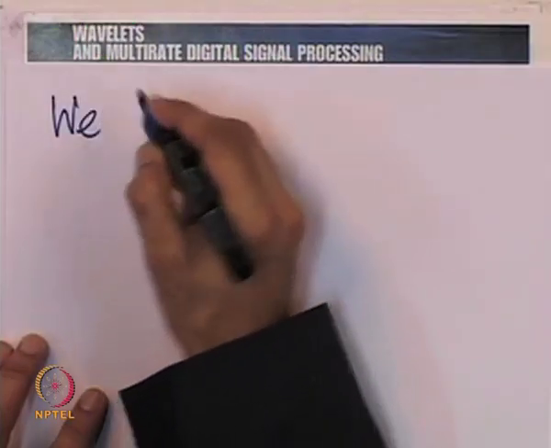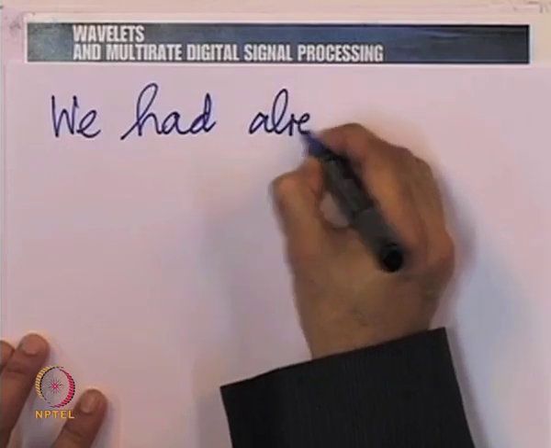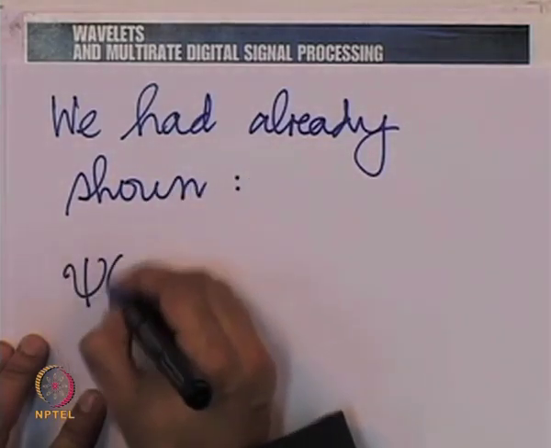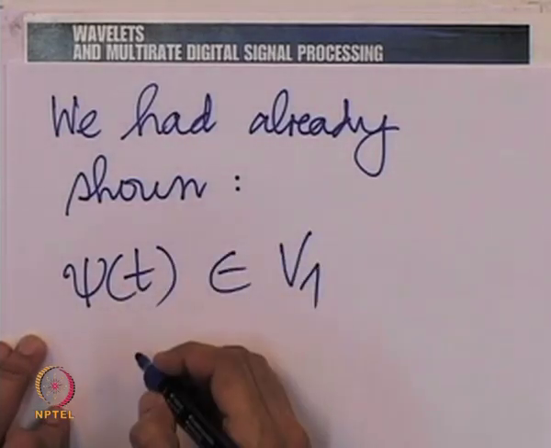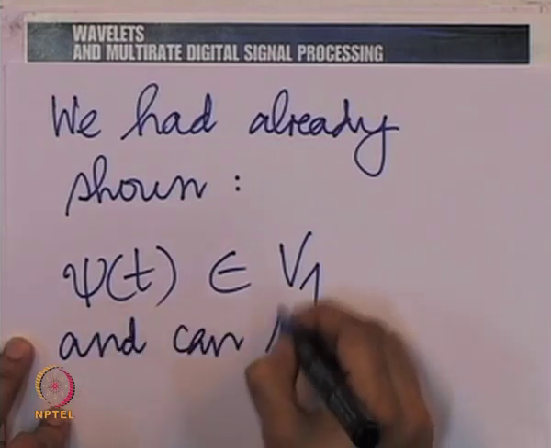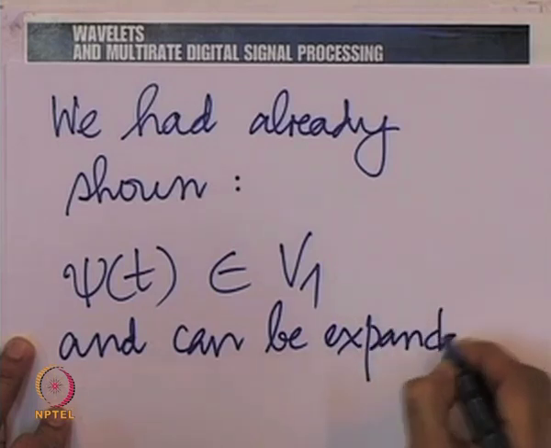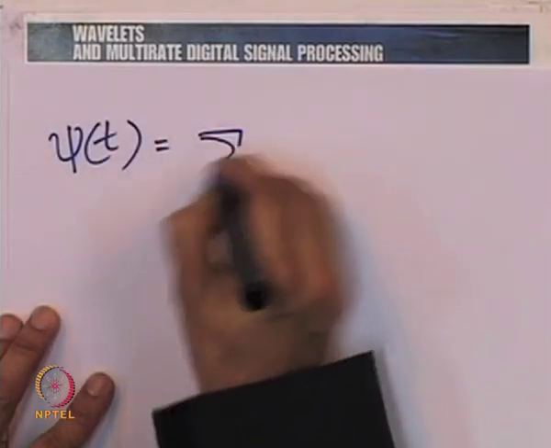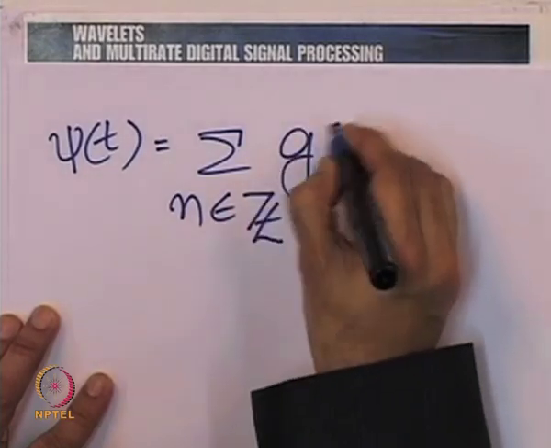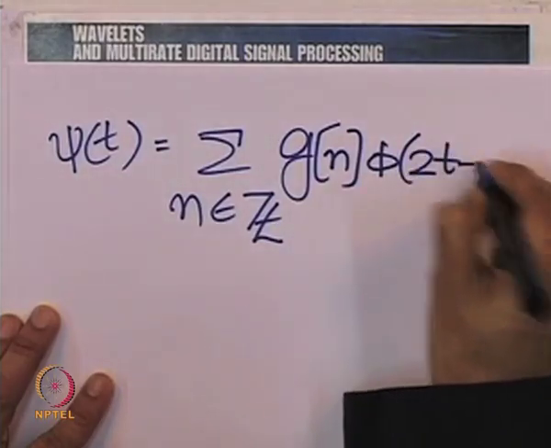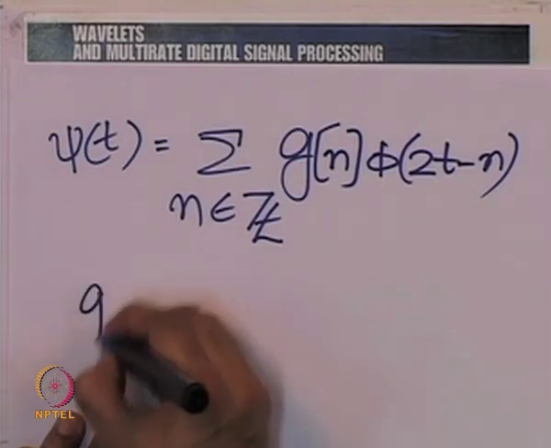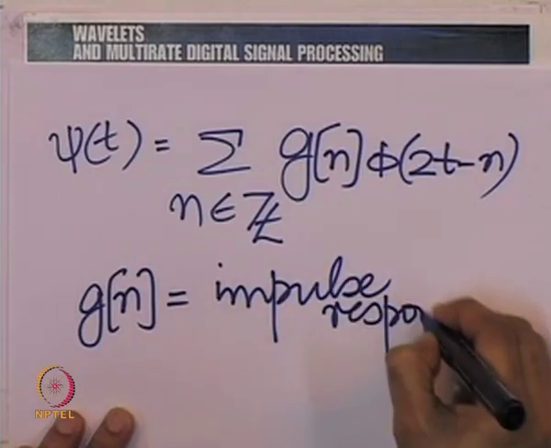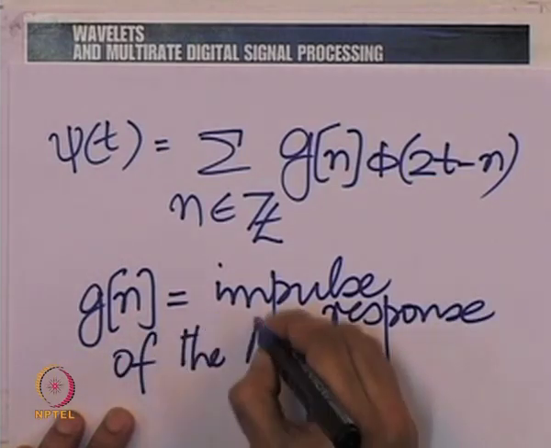We had already shown psi t belongs to V 1 of course, and can be expanded as follows. Psi t is summation on all integer n g n phi 2 t minus n, where g n is the impulse response of the analysis high pass filter.